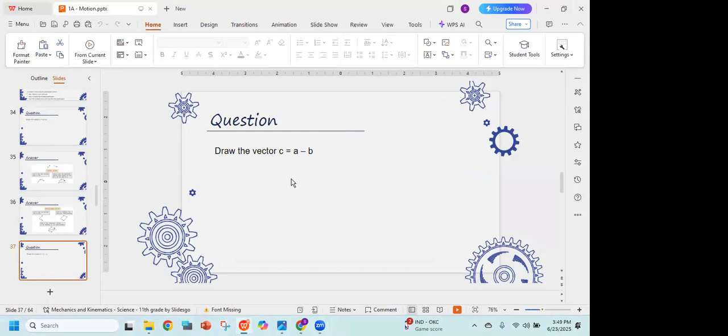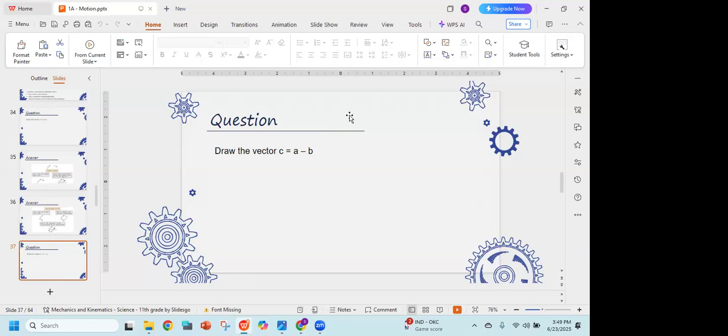Draw vectors A minus B. Now look at this. It says A minus B. Previously, our B was in that direction, right? When it's minus B, same thing but the arrowhead will be in the opposite direction. So earlier you had the arrowhead here, now we will have the arrowhead over the other corner. Understood? Is that clear?